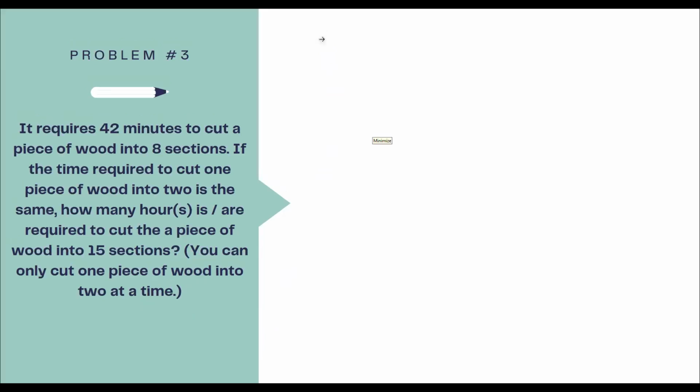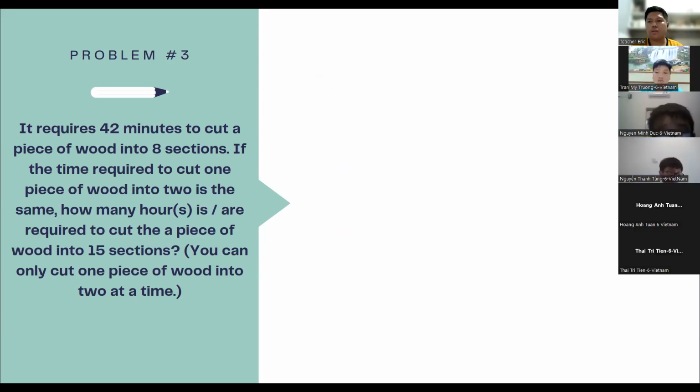84 minutes is 1.4 hours, so be careful on the question. For this one, we're looking for the hours, okay? Not the minutes. So if you get the minutes, you need to convert it into hours. There are some of you who answered minutes, so you need to convert that into hours.